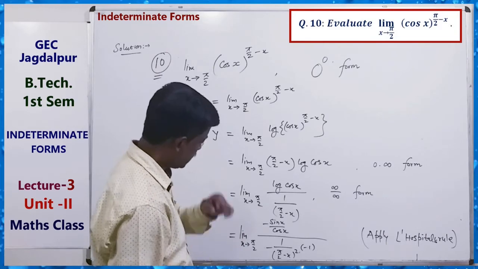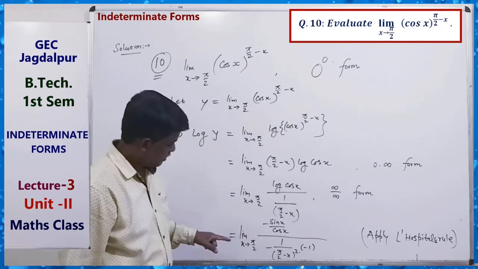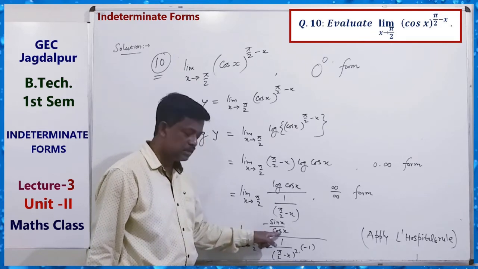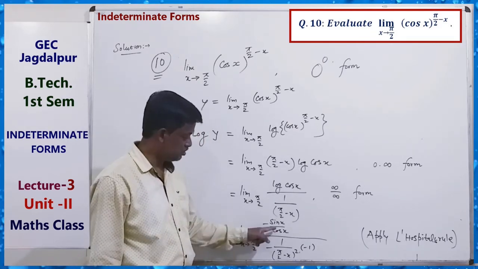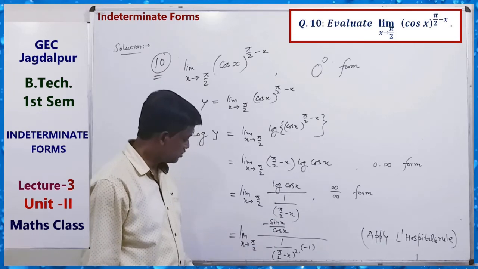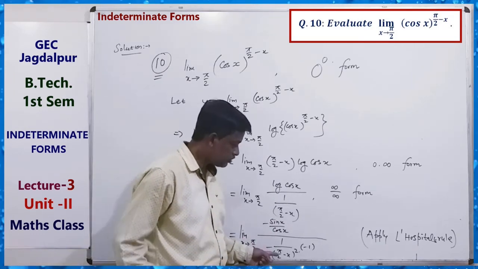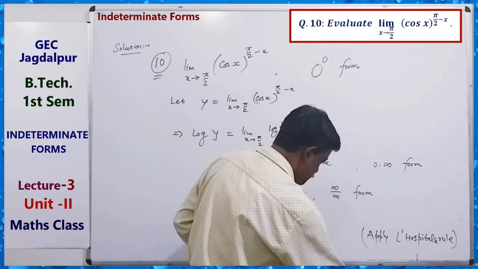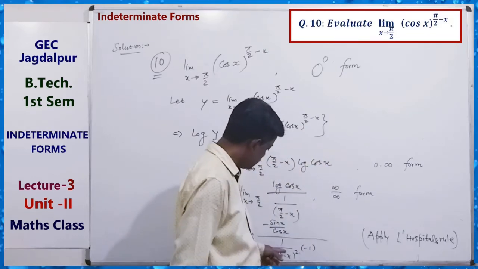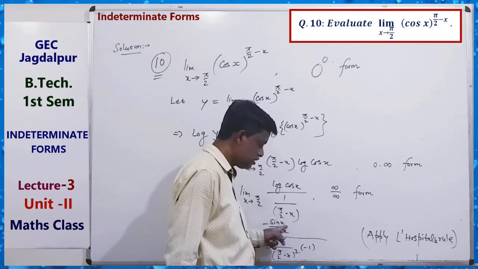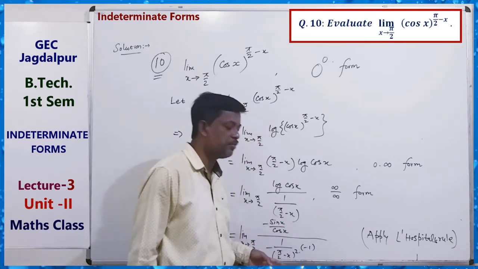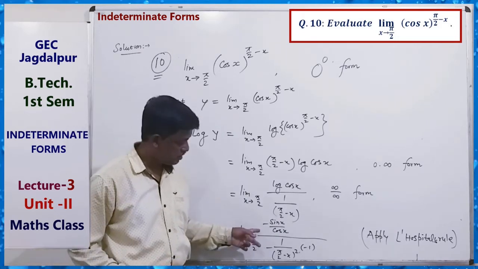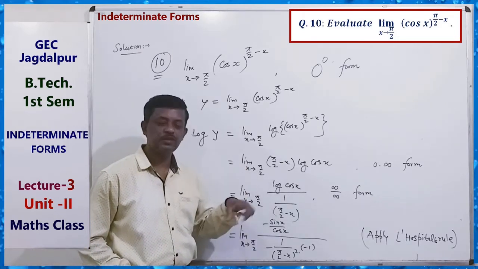Now here we see that x tending to pi by 2, there is cos 90. Cos 90 is 0. This is 0, this is 0. So just we can see here, this is also infinity. Infinity by infinity form again. So we have to write it in terms of 0 by 0 form.